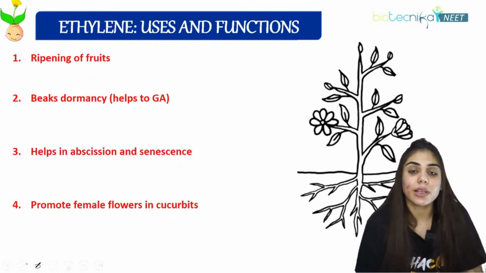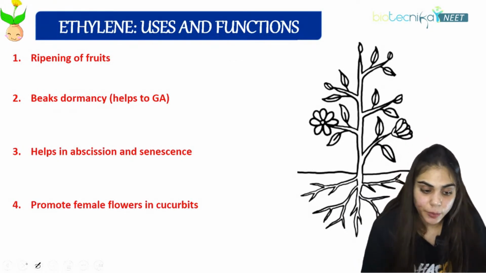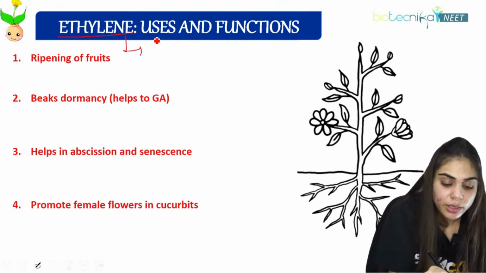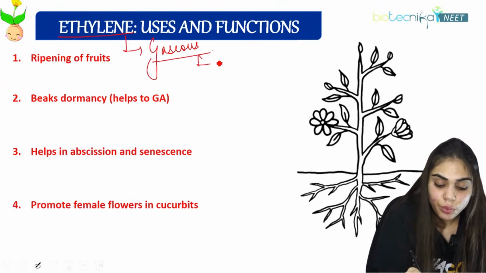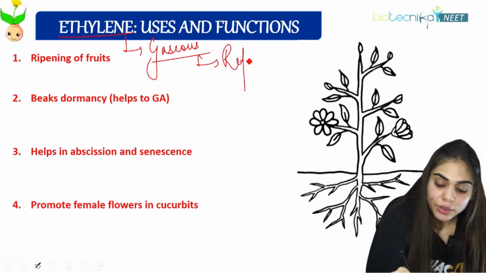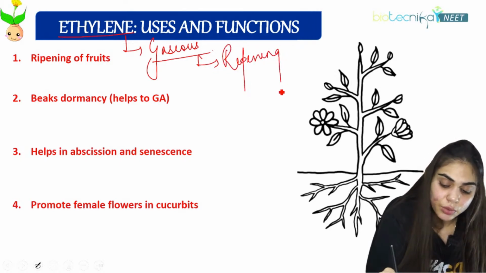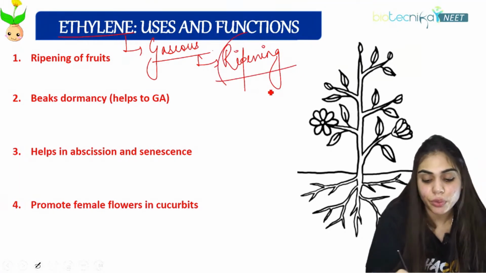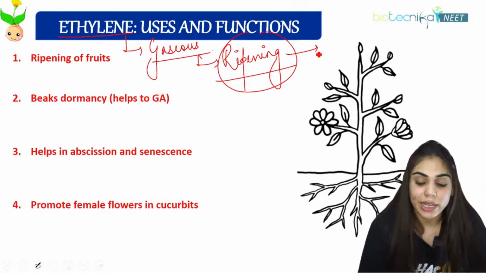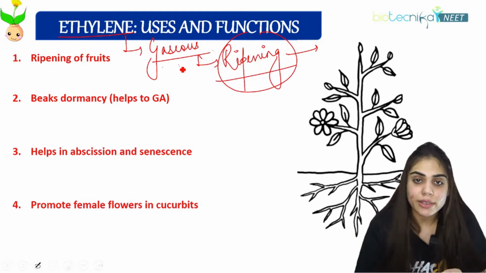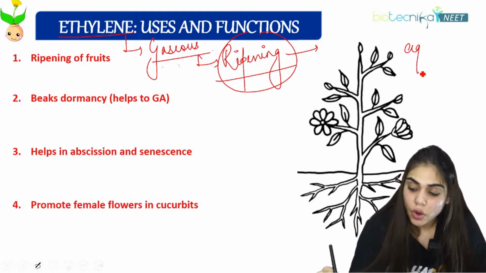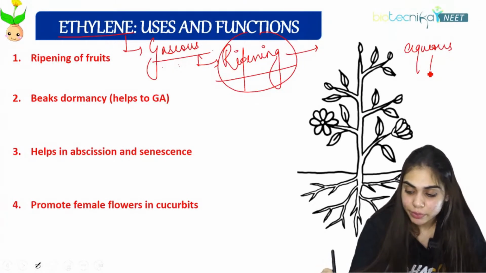So now coming to the last phytohormone, that is ethylene. Ethylene is also a gaseous hormone. What is it known for? It is known for ripening. So the ripe tomatoes and fruits that you get from the market are ripe just because of ethylene. Ethylene is a gaseous molecule, and it also has an aqueous form, which is called ethephon.